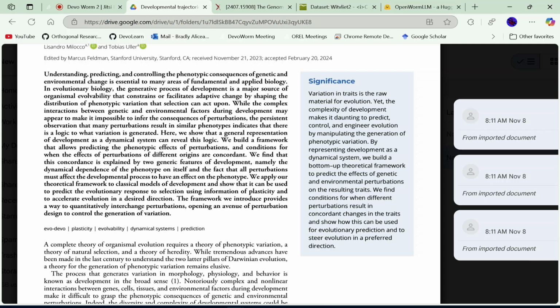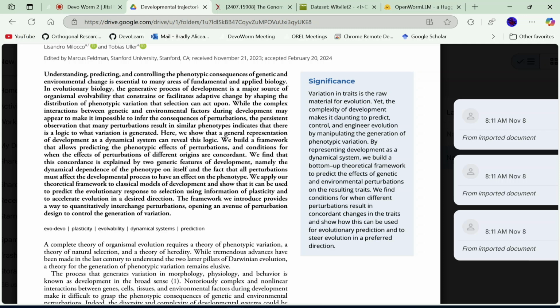Much like what we want to do with the epigenetic landscape, we want to start with a single cell and move down to a very refined phenotype. By representing development as a dynamical system, we build a bottom-up theoretical framework to predict the effects of genetic and environmental perturbations on the resulting traits. We find conditions for when different perturbations result in concordant changes in the traits and show how this could be used for evolutionary prediction and to steer evolution in a preferred direction.